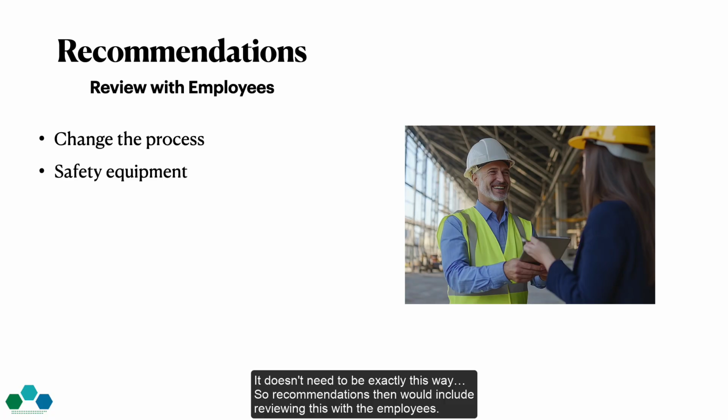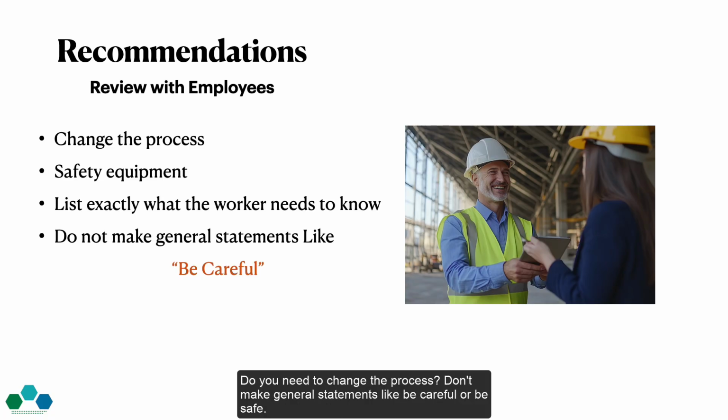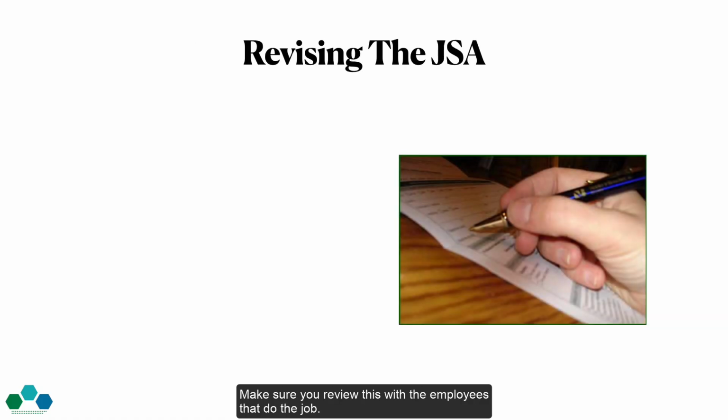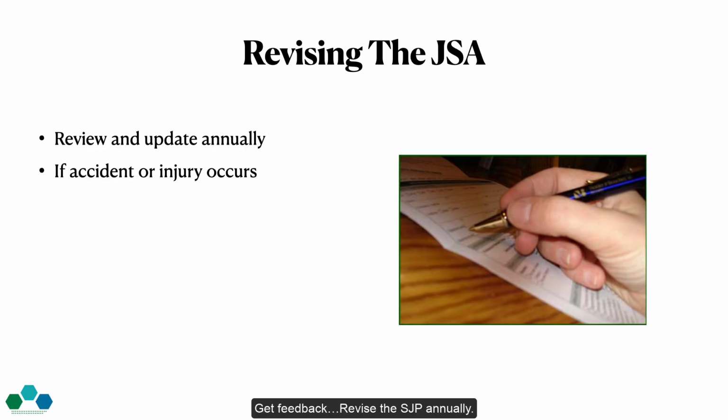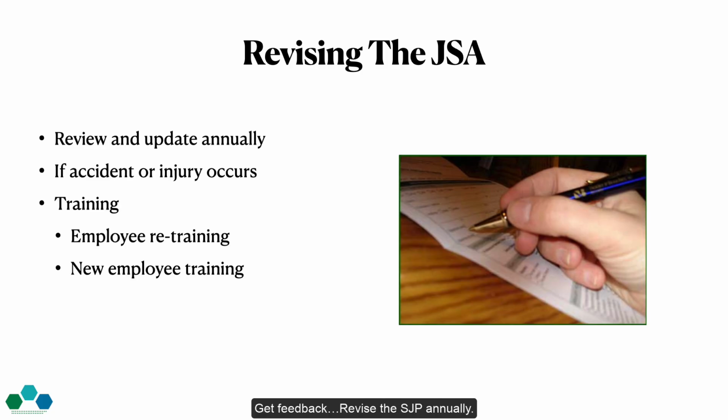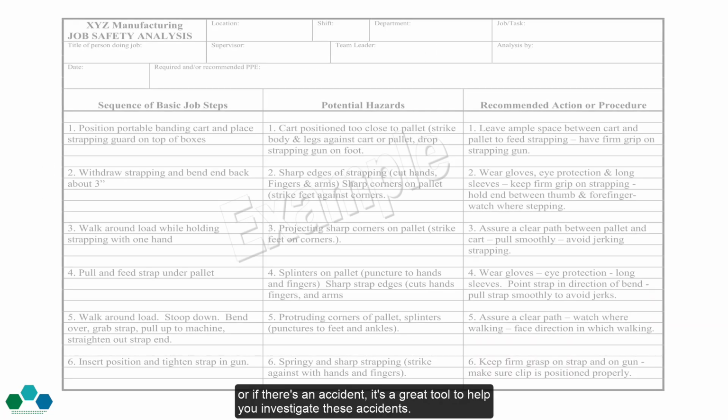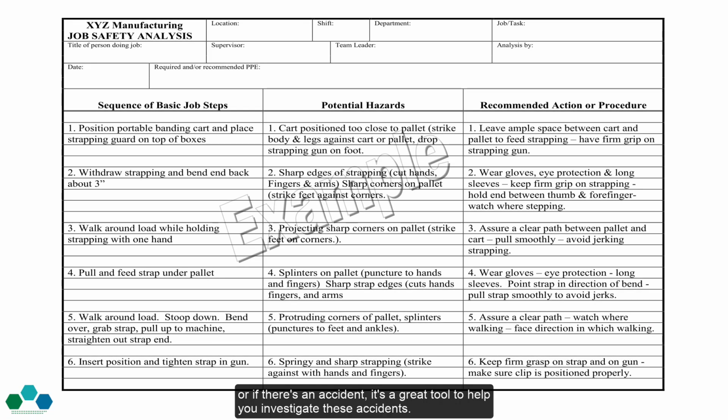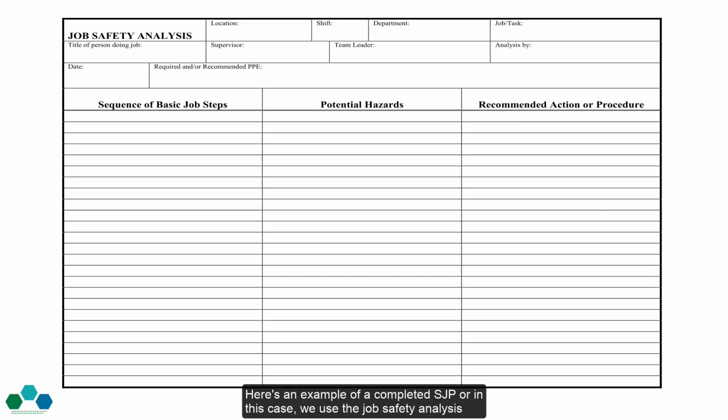So recommendations then would include reviewing this with the employees. Do you need to change the process? Don't make general statements like be careful or be safe. Make sure you review this with the employees that do the job. Get feedback. Revise the SJP annually. Or if there's an accident, it's a great tool to help you investigate these accidents. Here's an example of a completed SJP, or in this case, we use the job safety analysis.